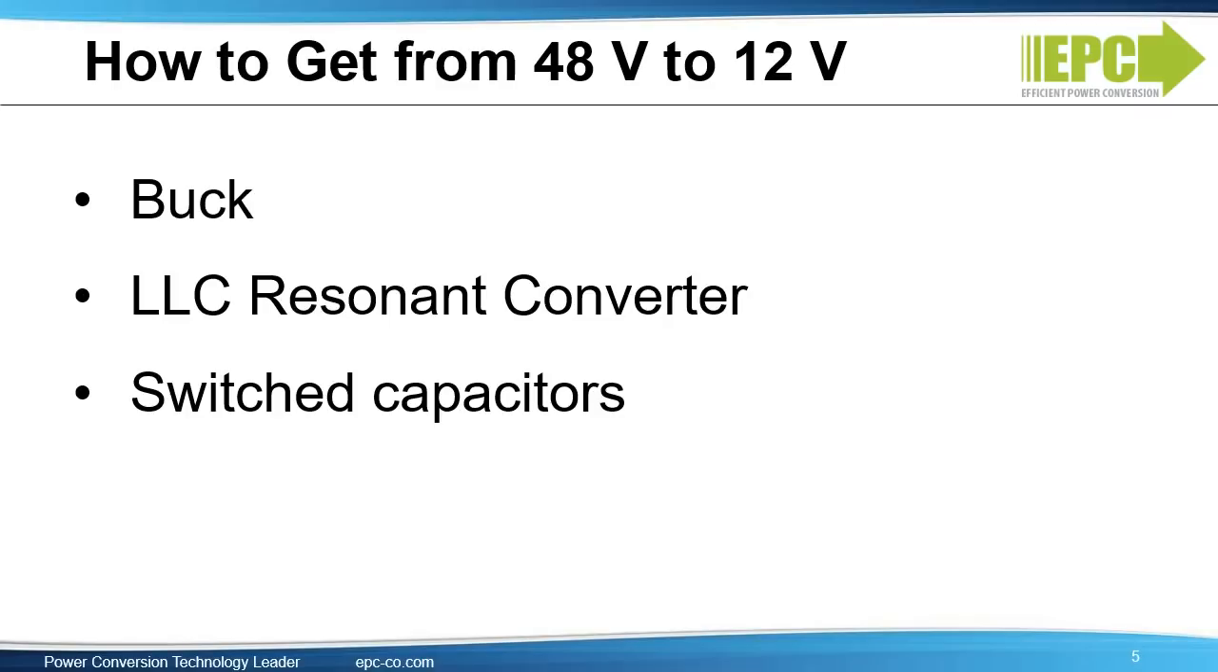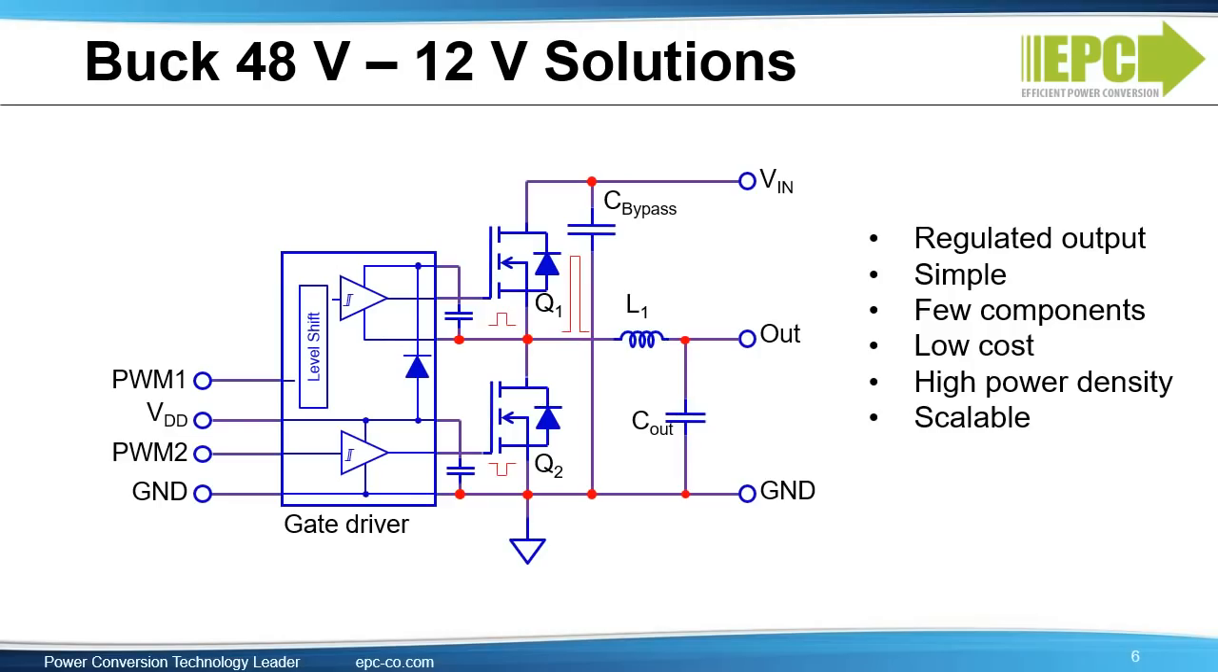How do we get from 48 volts to 12 volts? The most common topologies for this conversion are buck converters, resonant LLC, and switch capacitors. We will now analyze the pros and cons of each of these solutions.